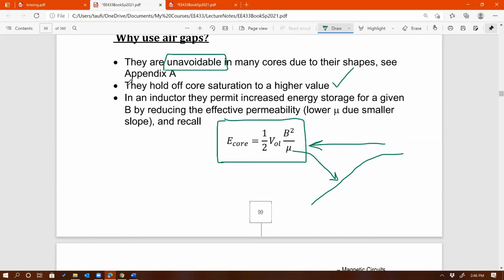And this is also important. With an air gap, as I said earlier and as you can also see from the picture, because the slope is slower, it takes more current to saturate the core. So those are advantages of having an air gap.